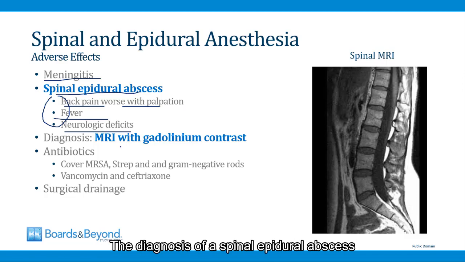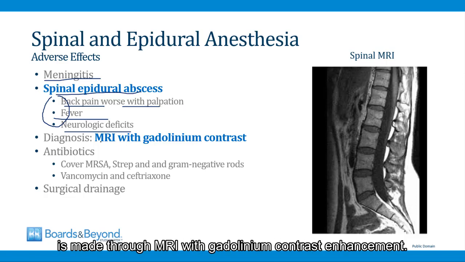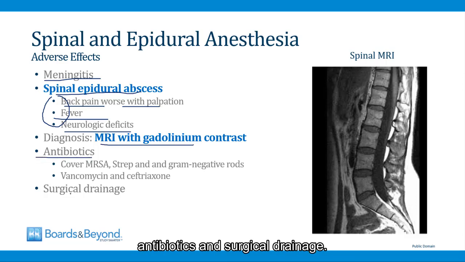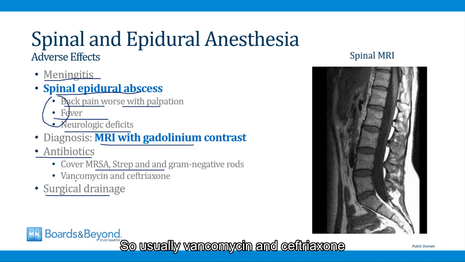The diagnosis of a spinal epidural abscess is made through MRI with gadolinium contrast enhancement, and the treatment usually involves antibiotics and surgical drainage. The antibiotics need to cover MRSA, strep, and gram-negative rods, so usually vancomycin and ceftriaxone are used initially until cultures tell you what bacteria are involved.